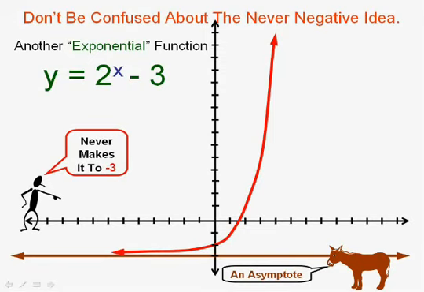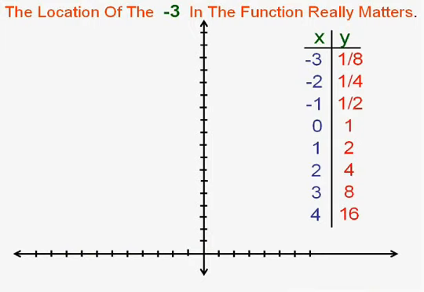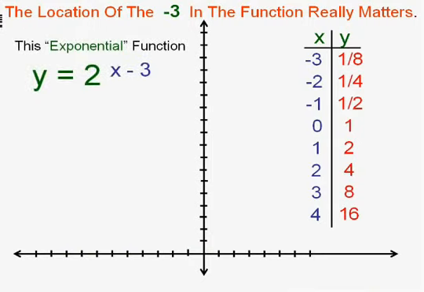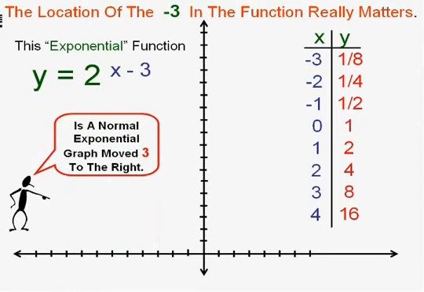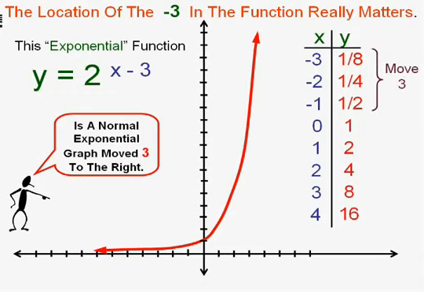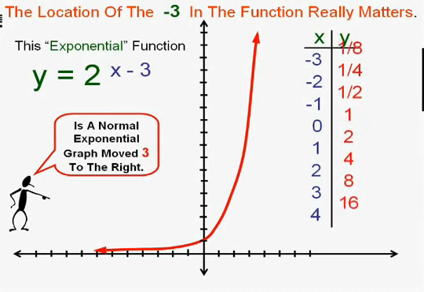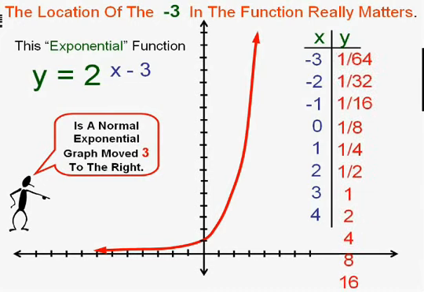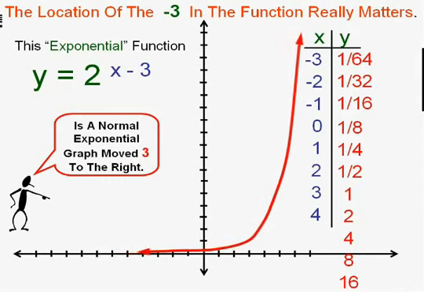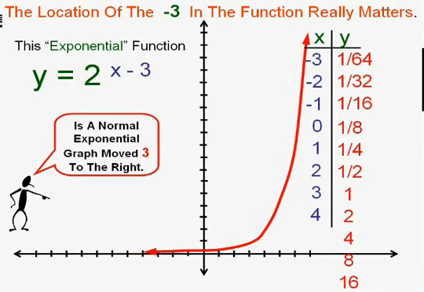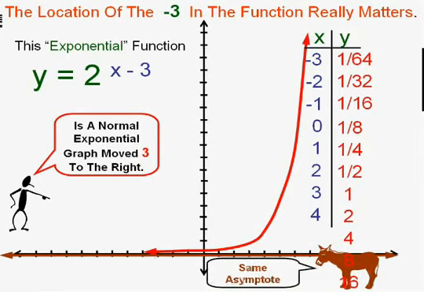Interestingly enough, what if we change the location of the minus 3? Let's try putting it in the exponent itself. Well, you know what will happen then? We'll get the same numbers, except it's going to actually be moved to the right. So I take y equals 2 to the x, and I'm going to move these values over 3, and put in some much smaller values actually, and the graph will still move over, but it'll still have an asymptote.